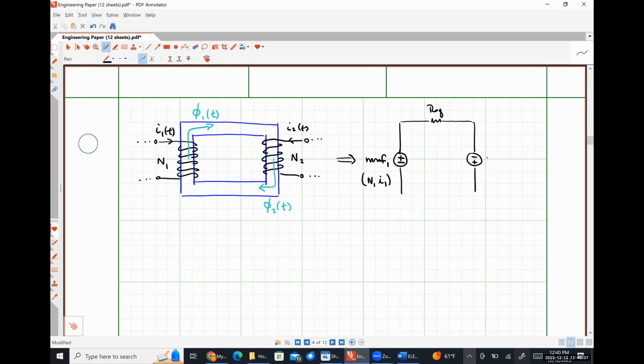And over here I have my second MMF, MMF2. Simply the number of turns in the second coil multiplied by the current flowing in the second coil. Like so. And I can indicate my fluxes as follows. So here's phi 1. And here's phi 2.